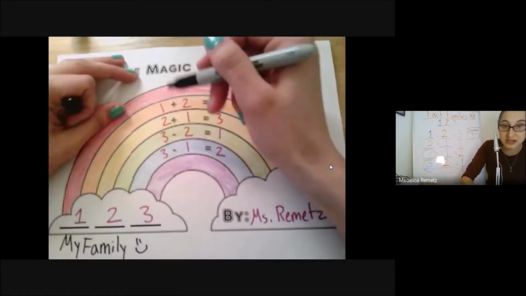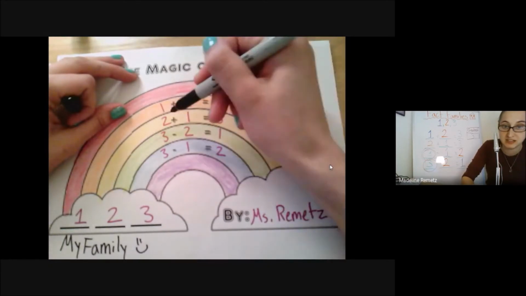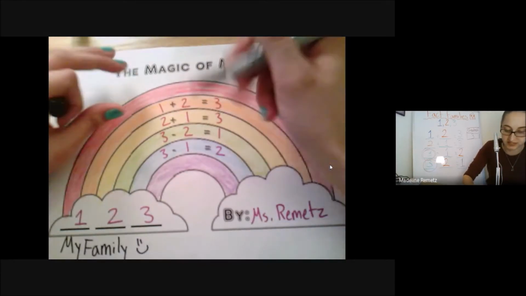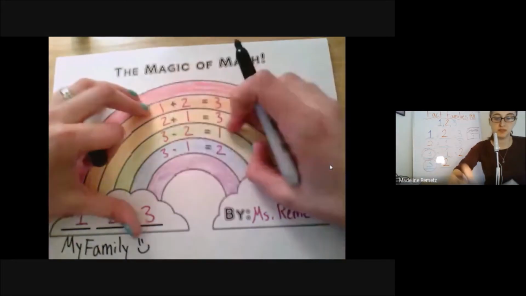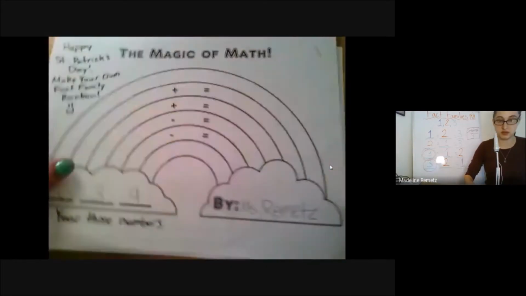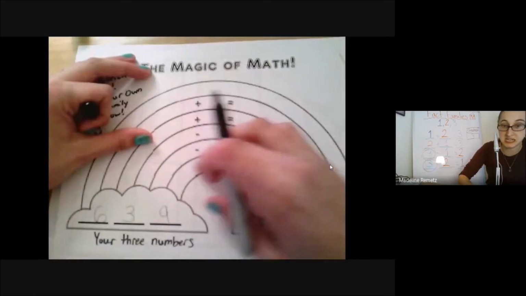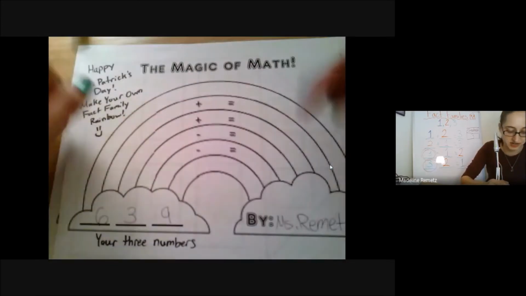Your numbers are going to be written in all 4 of these facts. You're going to have to write them in here, and then you get to color it. I already went ahead and picked 6, 3, and 9.